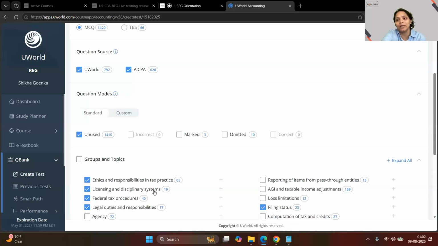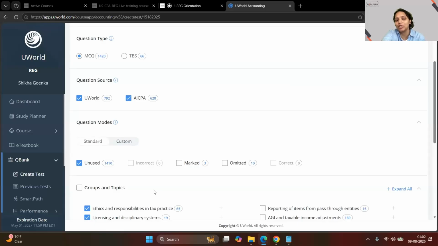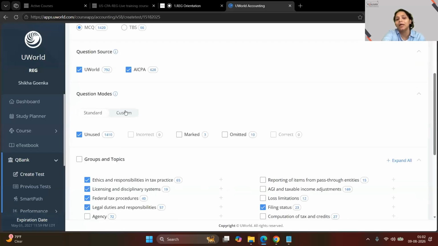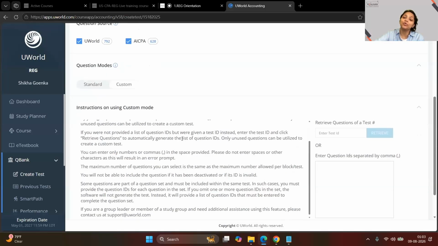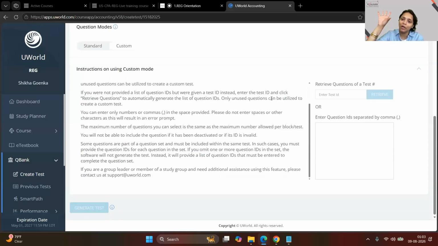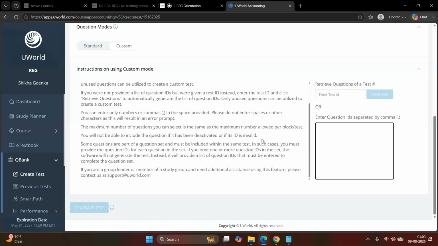Can you see this, standard and custom? There are two tabs in question mode, standard and custom. Custom will show you questions from the pool where you made mistakes, and standard will show you questions from the full database. Under custom mode, we need to give the particular ID or a keyword of the question. Otherwise, it will not generate a test under custom mode unless we give that ID.